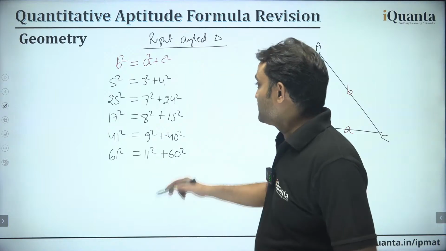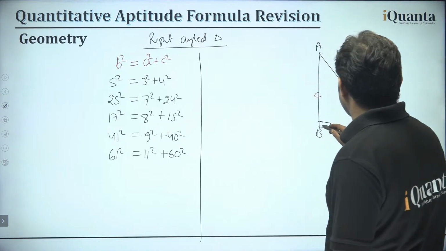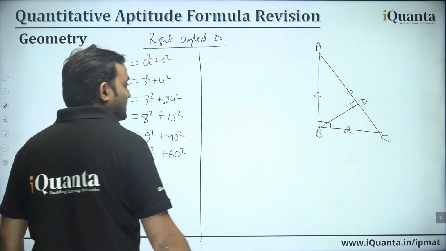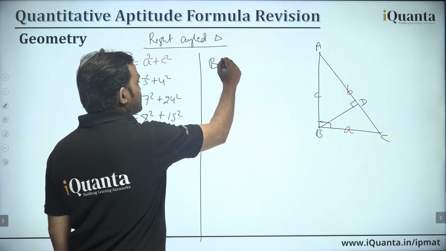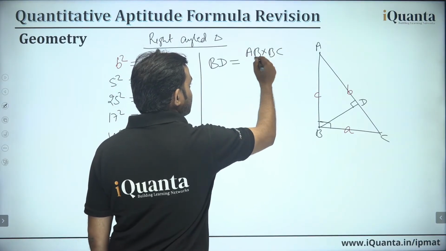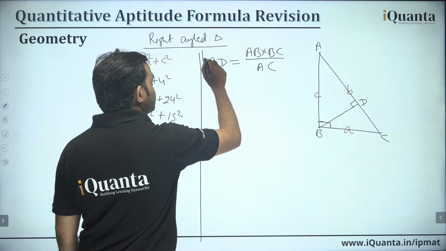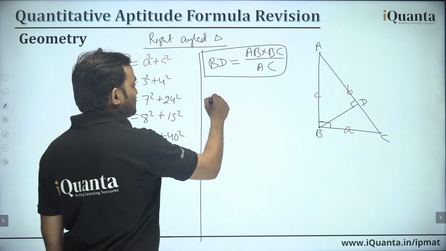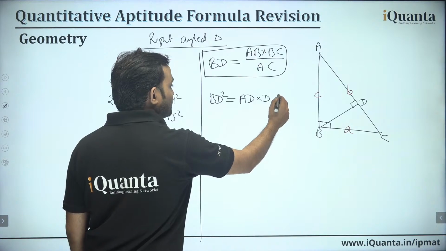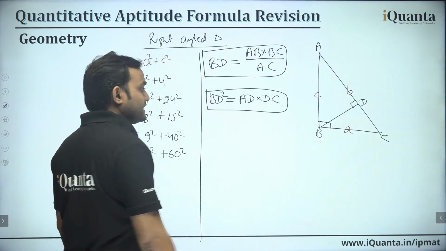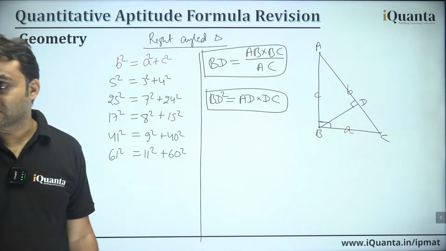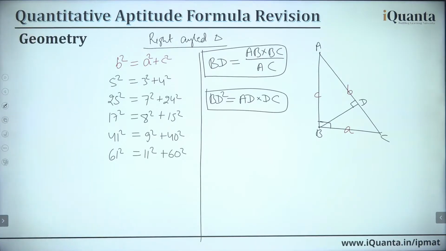Now apart from this, if we draw a perpendicular to this hypotenuse, let's say D, what can we say about the length BD? We can say BD will be equal to AB into BC divided by AC. Apart from that, we can also say that BD square will be equal to AD into DC. In any right angle triangle, you should know these concepts so that you can apply them directly.